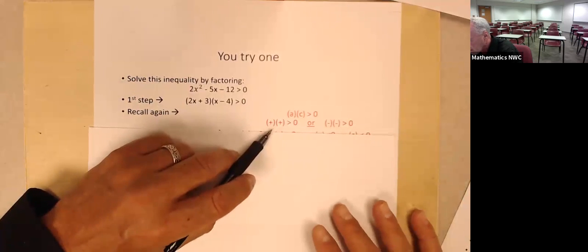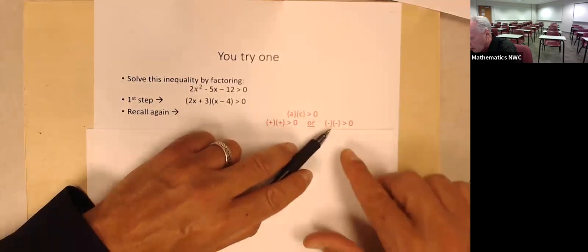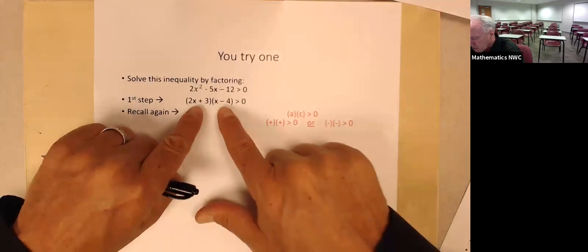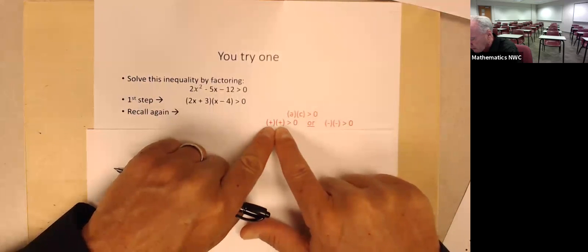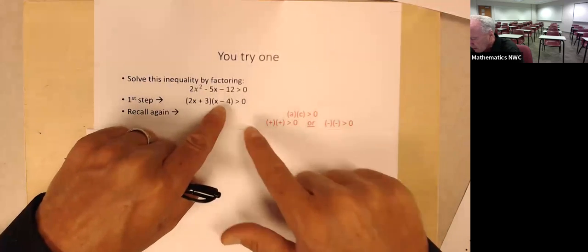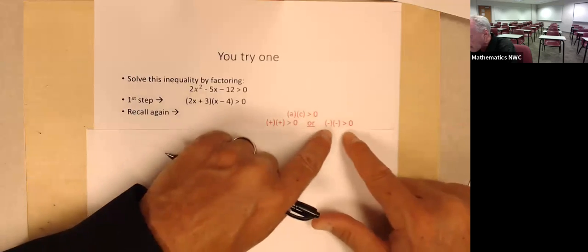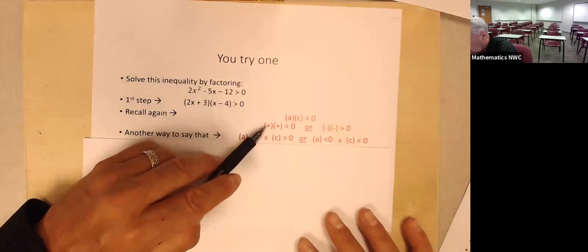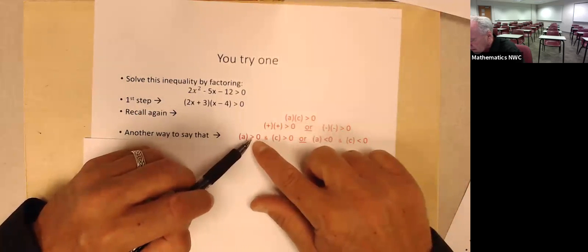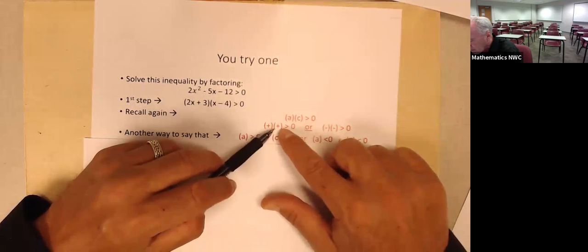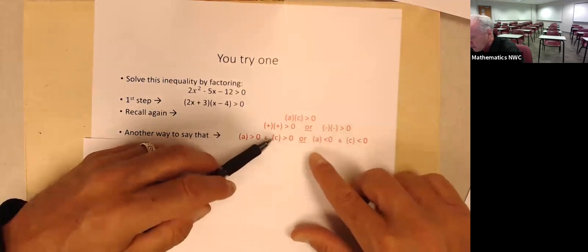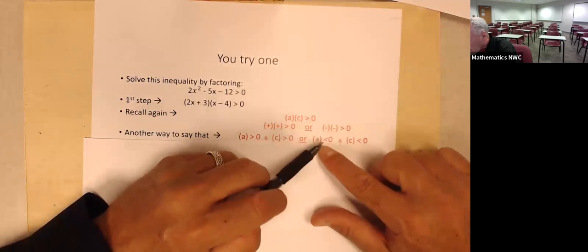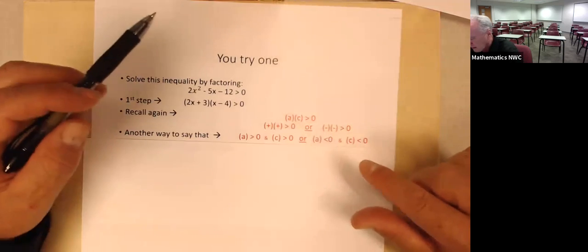like this, or both of them have to be negative at the same time, like this. That means these two parentheses have to both be positive or greater than 0. These parentheses have to both be negative over here. For A to be positive, A has got to be greater than 0. For C to be positive, C has got to be greater than 0. Or I can have them both negative. For A to be negative, it's got to be less than 0, and C has to be less than 0.